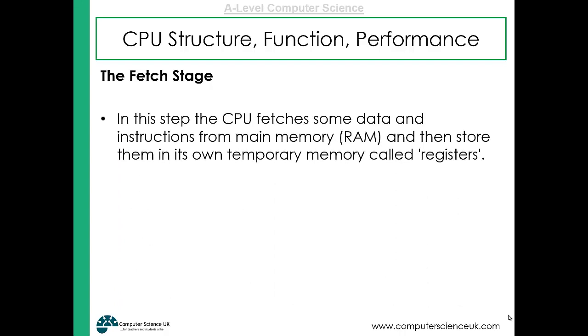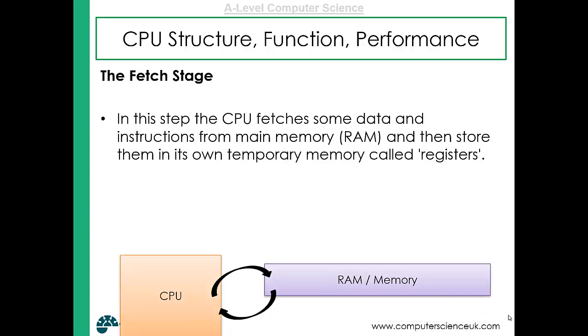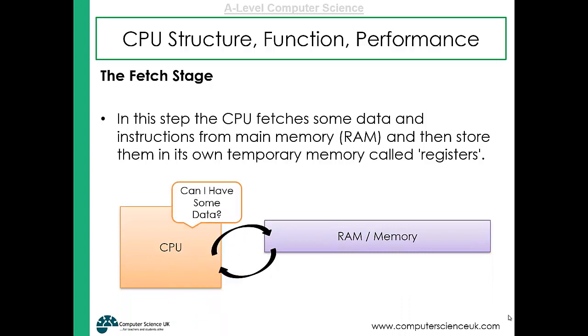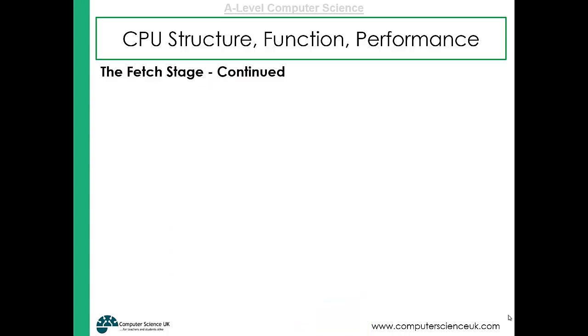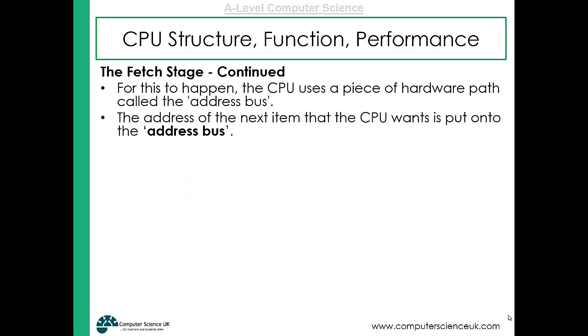In this stage, the CPU will fetch some data and some instructions from main memory, from the RAM, and then it will store it in its own temporary memory called registers. Now, the way in which it requests data is it asks for data by saying, I would like some data at a particular address. The RAM will then send that data back to the CPU. And it requests data and gets data delivered to it using buses.